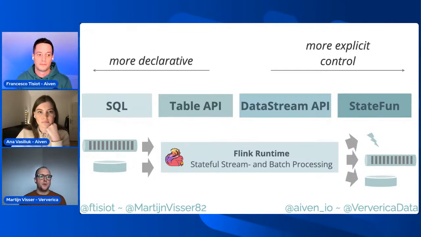Flink offers multiple ways for you to declare those. If we go from right to left, you can have the more explicit control, which means that you can do whatever you want. We use that in the statefun side of Apache Flink, but also in the data stream API perspective, you can use that. But if you want to have more declarative ways to define your pipeline, we offer the table API and, of course, SQL being the most declarative option out there.